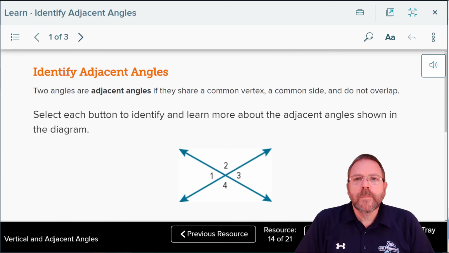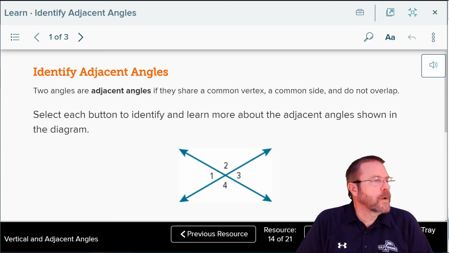Easy math. This is going to be a good place to stop part 1. When we come back to part 2 of this video, we're going to learn more about solving adjacent angles and how adjacent angles work. I'll see you in part 2.